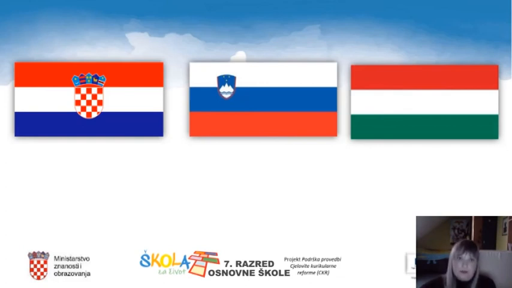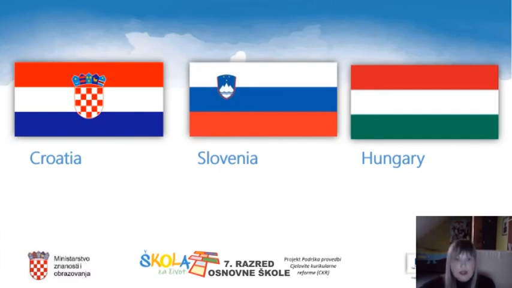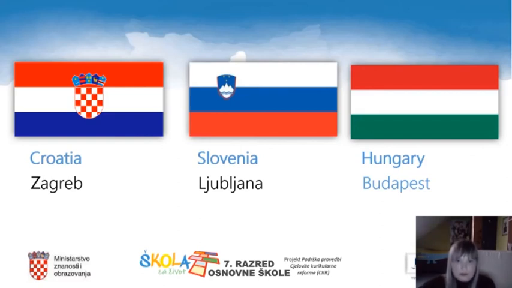So we have the countries. Croatia, Slovenia, and Hungary. And the capitals: Zagreb, Ljubljana, and Budapest.